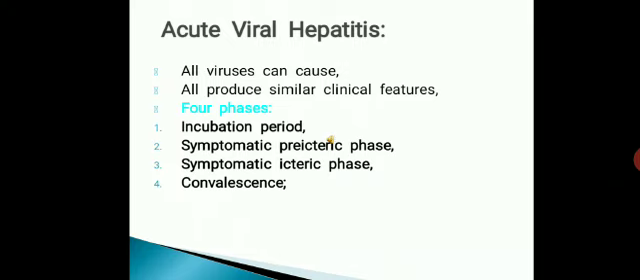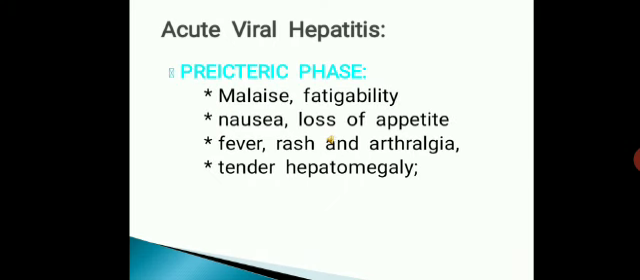Acute viral hepatitis: all viruses go into this phase. All produce similar clinical features. Four phases can be seen in acute viral hepatitis. There is an incubation period, symptomatic pre-icteric phase, symptomatic icteric phase, and convalescence phase. Pre-icteric phase is before the appearance of jaundice. Icterus, the yellow discoloration of the sclera, is called icterus. So when this phase is before the discoloration occurs, that is the pre-icteric phase.